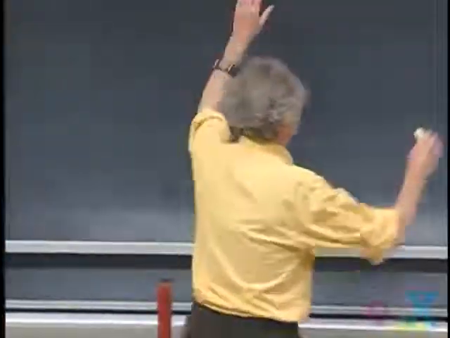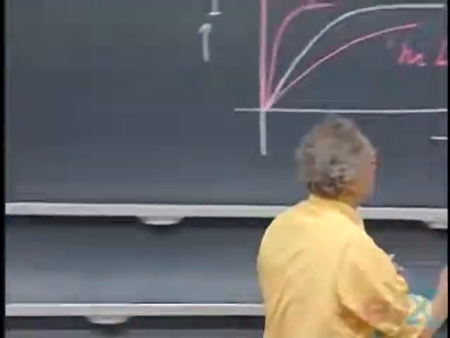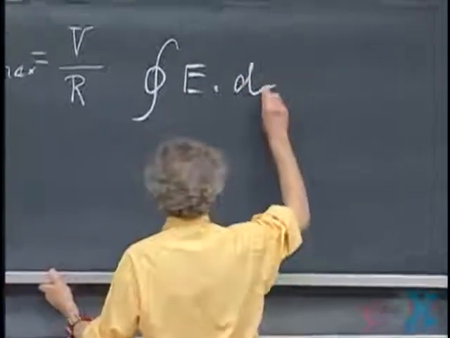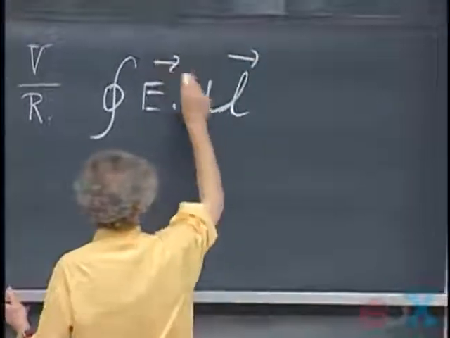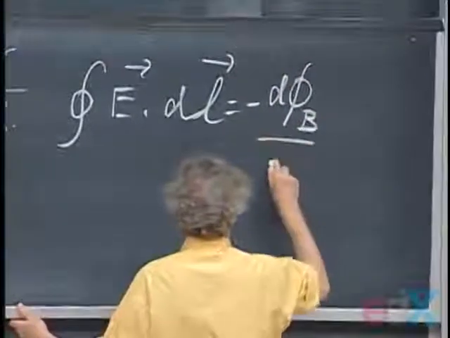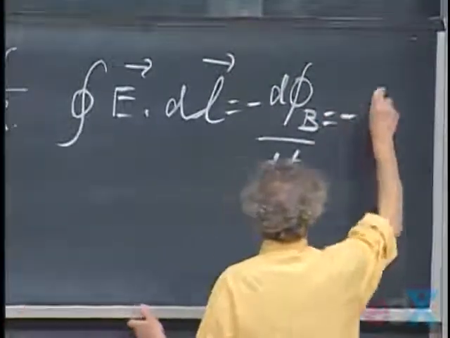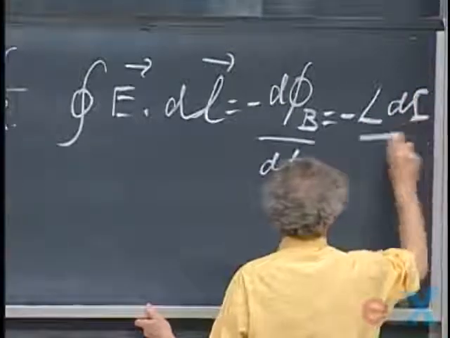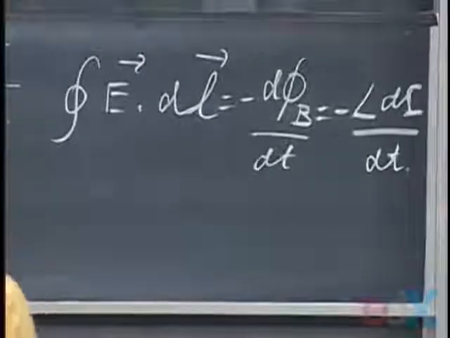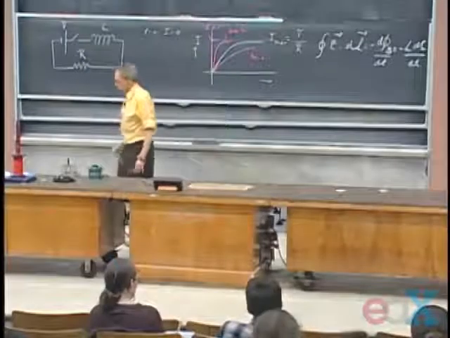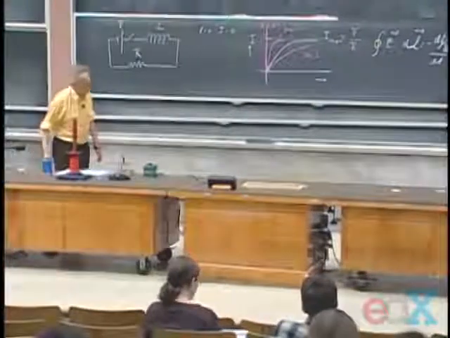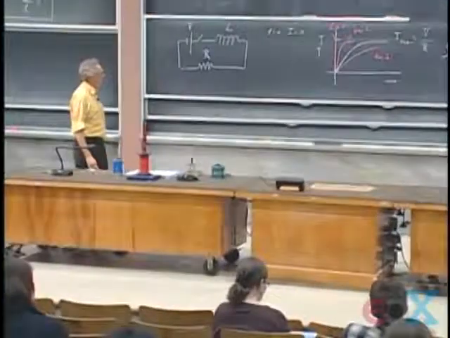So the closed loop integral of E dot dl, if you go around this circuit, is not 0, it is minus dΦ/dt, Faraday's law, so it is minus L dI/dt. So we have to go around the circuit and we have to apply Faraday's law and not Kirchhoff's loop rule, which doesn't apply here.